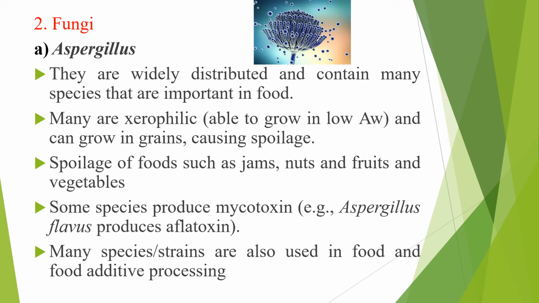So the first group of fungus is Aspergillus. They are widely distributed and contain many species that are important in relation to food, and many of them are able to grow in low water activity. They can survive in low moisture content, and they lead to the spoilage of grains, jams, nuts, fruits, vegetables, etc. They also produce mycotoxin, and one example is aflatoxin, produced by Aspergillus flavus. But at the same time, many species of Aspergillus are also used in food and food additive processing.